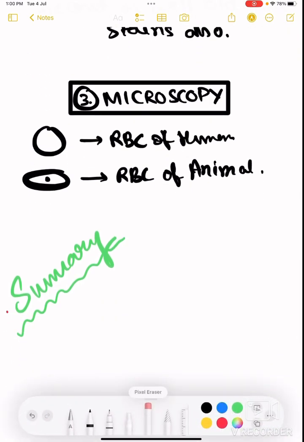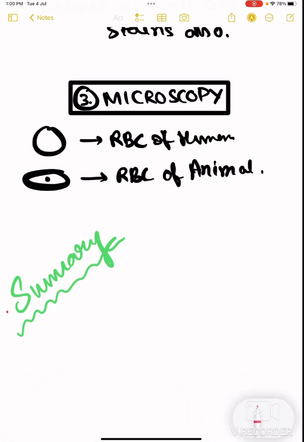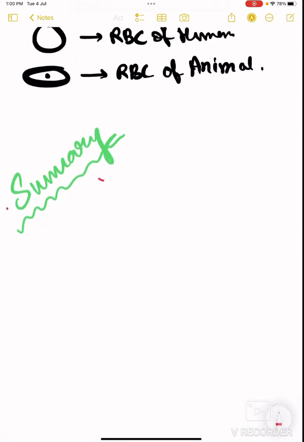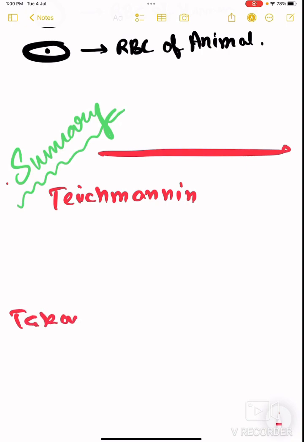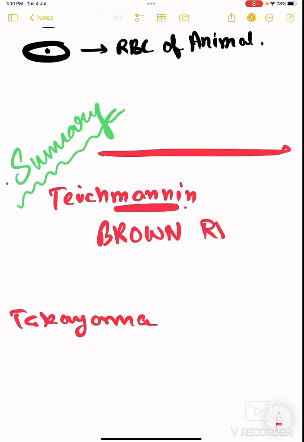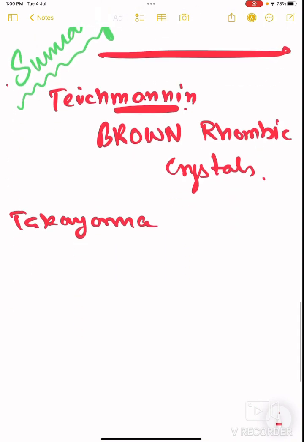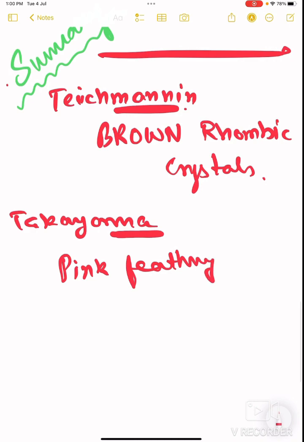So let me give you a summary of it. It is a very easy part, right? A summary of whatever you have been taught and whatever is important. Only these things are required. First of all, Teichmann, and the second important part is Takayama. Teichmann, man, means brown rhombic crystals, right? They will ask you this, brown rhombic crystals. And what about the next one? Takayama, ma, means pink feathery crystals. You have to remember these words also: pink feathery, brown rhombic crystals, right?